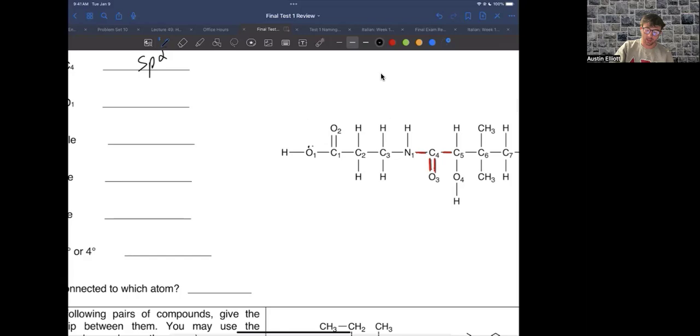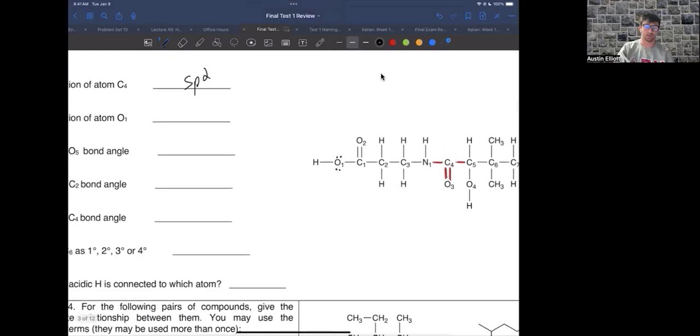Then we look at O1. O1 right here has these lone pairs, so this means we're going to have 4 groups since we're bonded to 2 atoms and we have those 2 lone pairs, so it's going to be sp3.